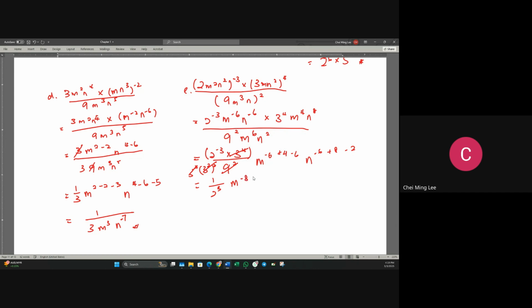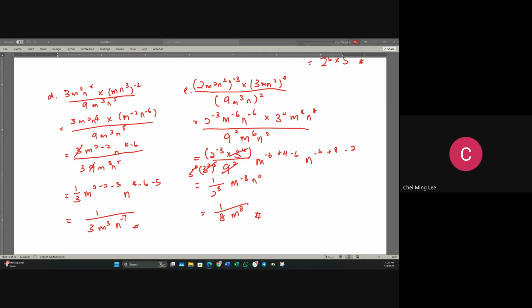Okay, -8. Now, next, -6 plus 8 minus 2. This one is 0, so n is 0. So 1 over 2 cubed is 8, -8, so put it here under m to the power of 8. This one, n to the power of 0 is 1, so we don't need to write anything. So this should be the answer: 1 over 8m to the power of 8.